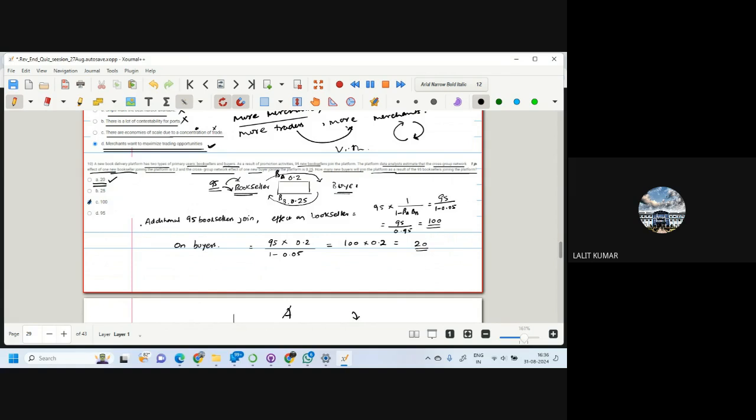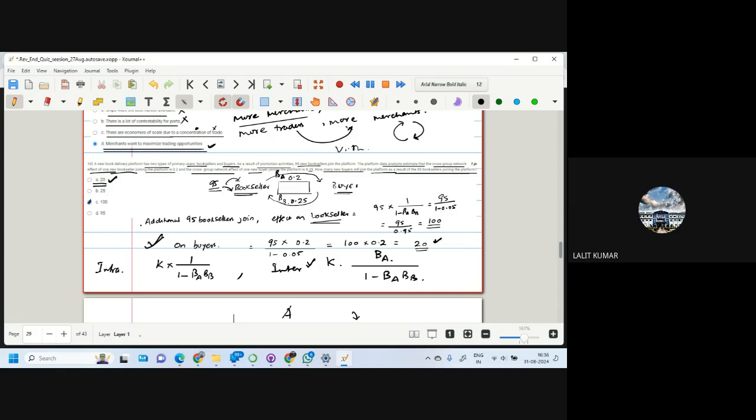One is for intra. For intra the formula is k into 1 by 1 minus beta alpha into beta beta. And for inter it is k into beta alpha by 1 minus beta alpha beta beta. So this is a case of inter. We are finding the effect on the buyer. So we apply this formula, with 95 into this. This is the effect of the bookseller. On the buyer it will be 95 into 0.2 by 1 minus 0.05. So it is 20. So there will be 20 more buyers.